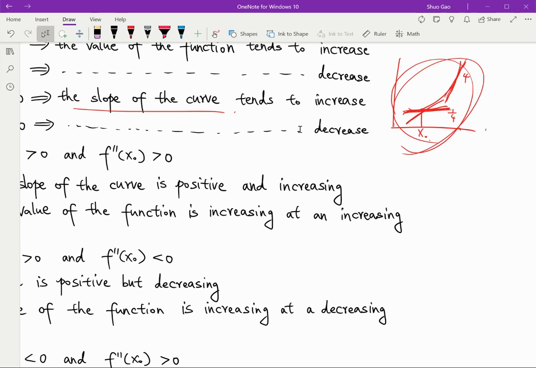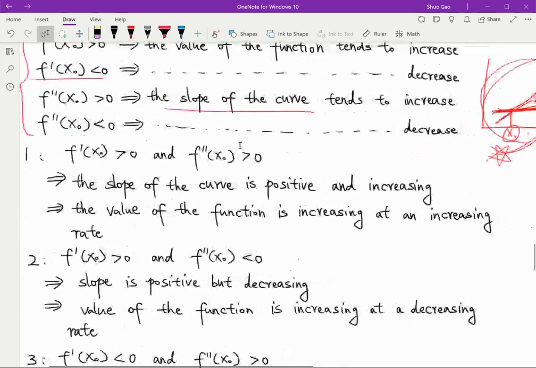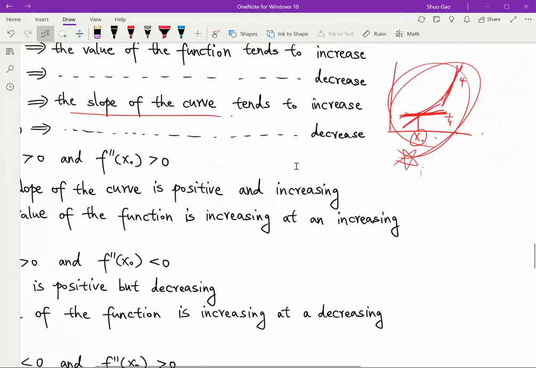That means that the slope of the curve tends to increase too, right? So the tangent line, remember the tangent line is just the first derivative, becomes steeper and steeper around the point x, right? So the slope of the curve is positive and increasing, like this graph. It also means that the value of the function is increasing at an increasing rate. So for the function, it's a curve here, and its value is increasing.